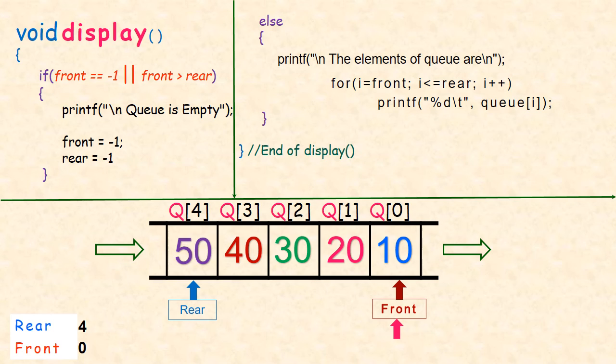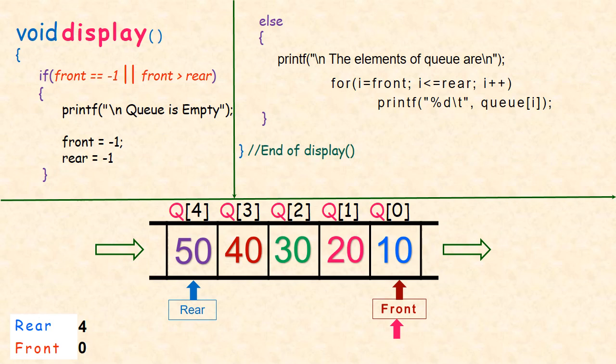Come back to the else block here. Forget about the if block for a while and see the else block here. So here I have taken a for loop. In that I have taken a variable i. I have started displaying values from front to rear because the values will be fetched in the queue from front only. So i is equal to front, i less than or equal to rear, i plus plus.